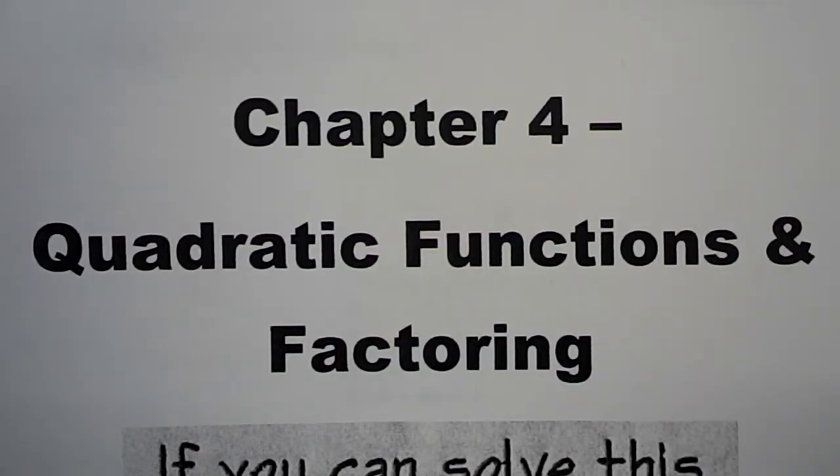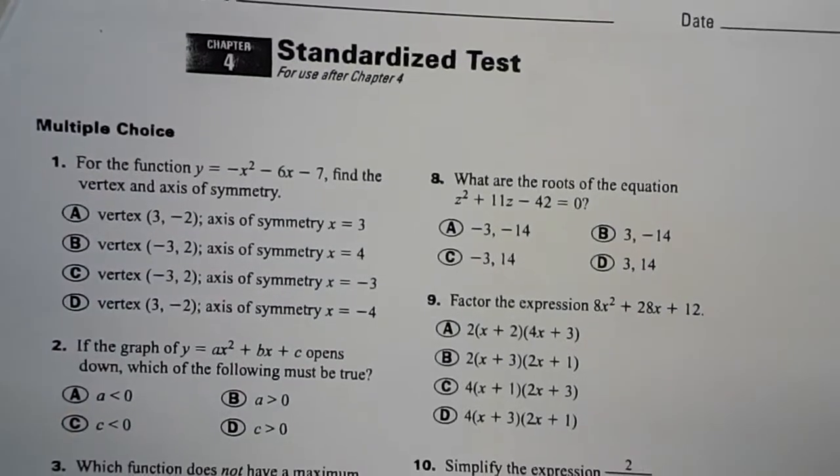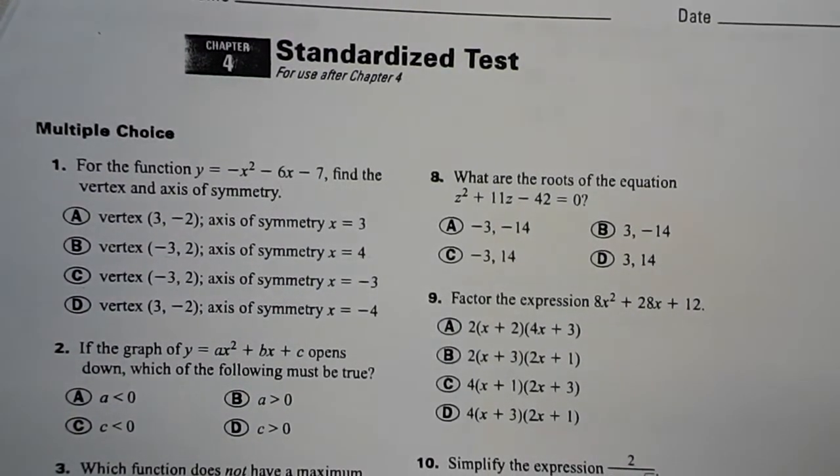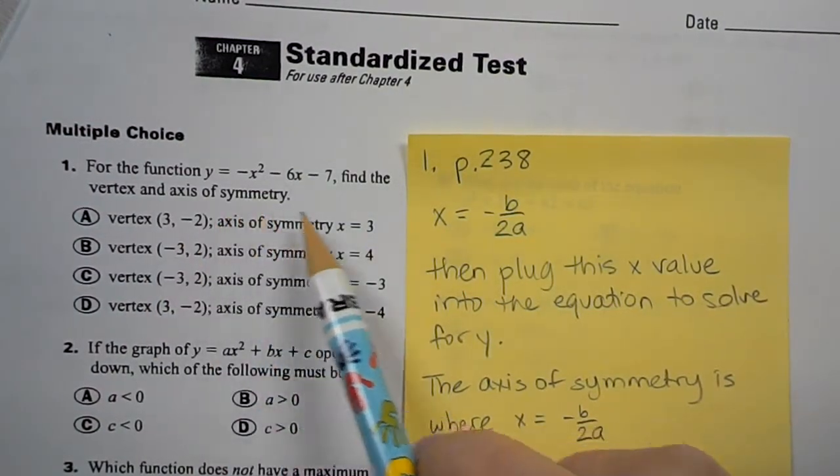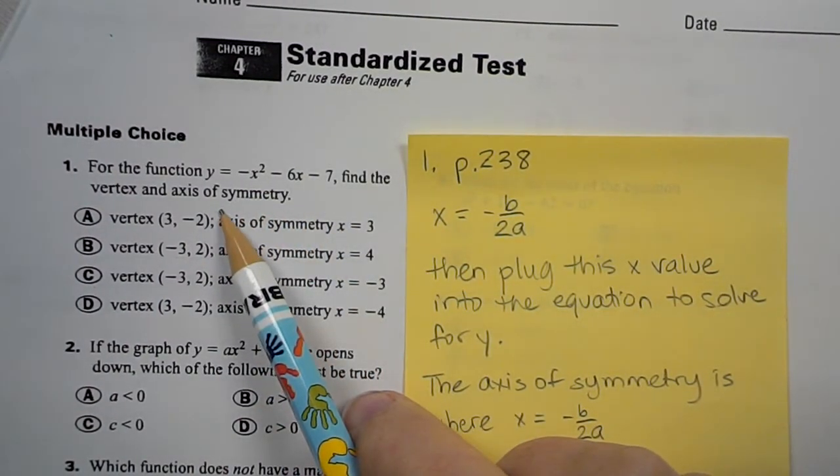This is a quick review on how to solve the problems on your Chapter 4 test, quadratic functions and factoring. Not all of the problem solutions will be given, but helpful hints will help you determine how to solve the problem. Problem number 1. This function, you want to find the vertex and axis of symmetry.